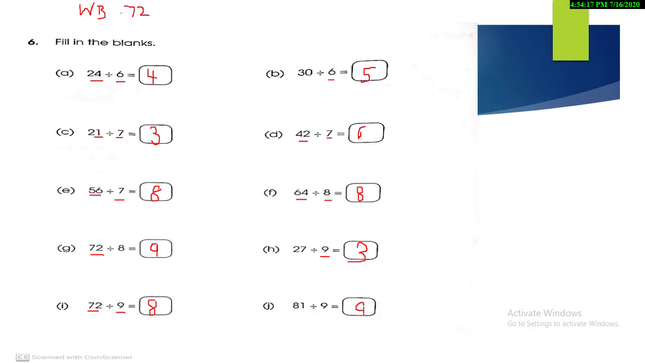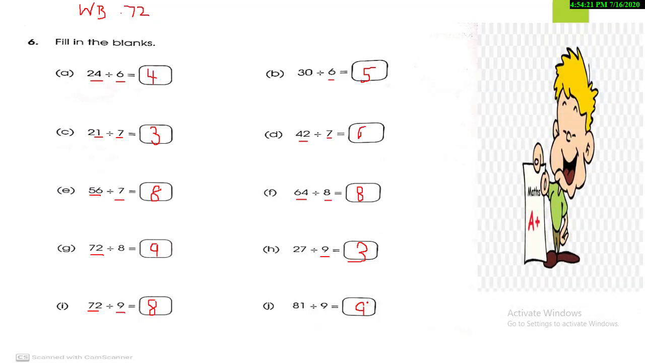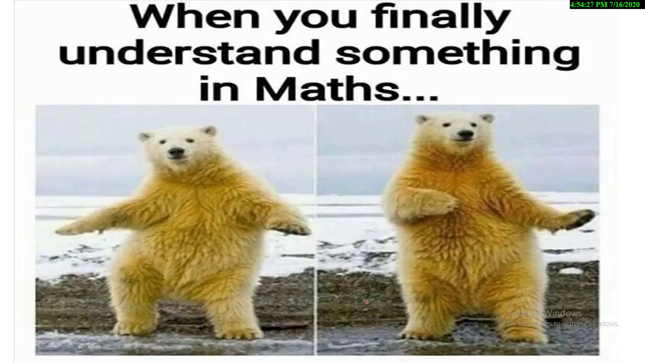Yes, that's all for today. I hope that you guys understand it. And yes, if you really want to get an A plus in maths, then you really need to work on tables. Okay, when you finally understand something in maths, I hope that my students can move like this. This is just for fun.